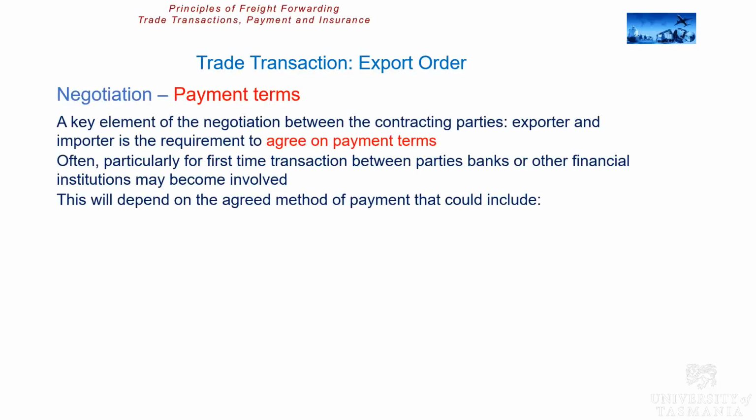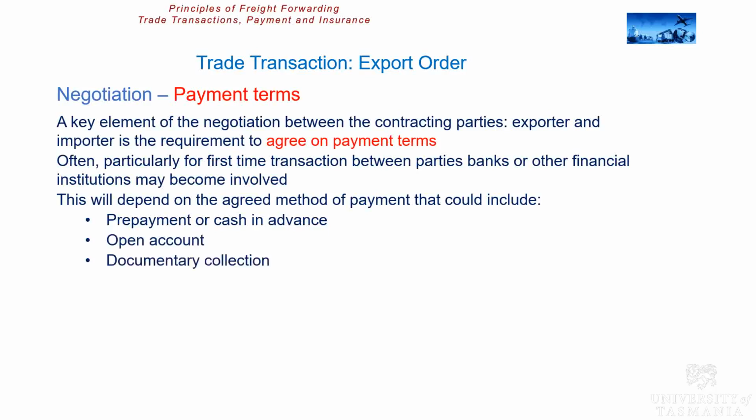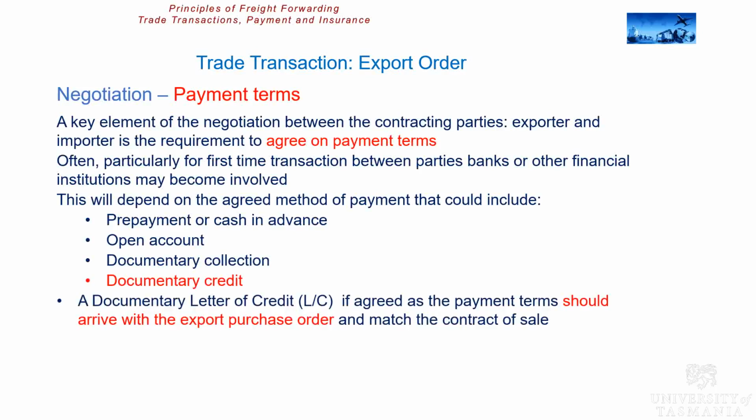Also, it's going to depend on the agreed method of payment. So you've got the option of a prepayment or cash in advance, open account, documentary collection, documentary credit. We're going to talk a little bit about the documentary letter of credit. We don't have to go into all of those. I'm pretty sure they've been covered with other units.